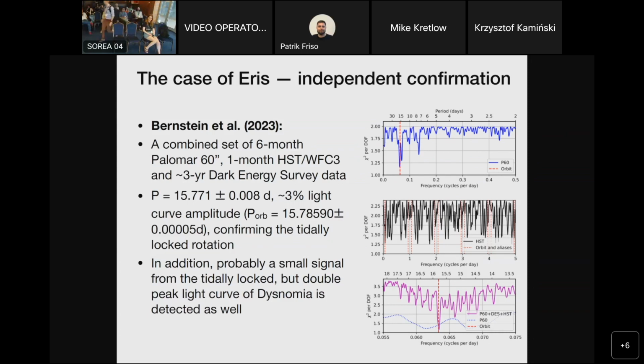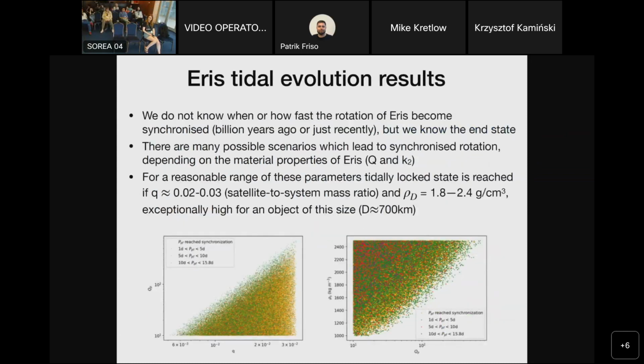Okay, great. So what does this tell us? So, okay, we know that the rotation of Eris is tidally locked, it's fine.